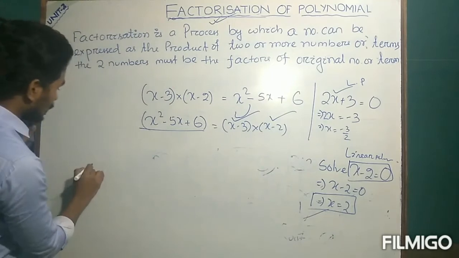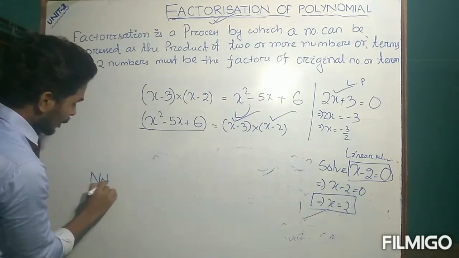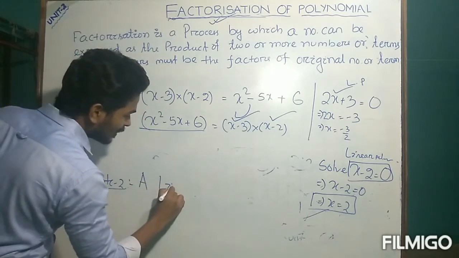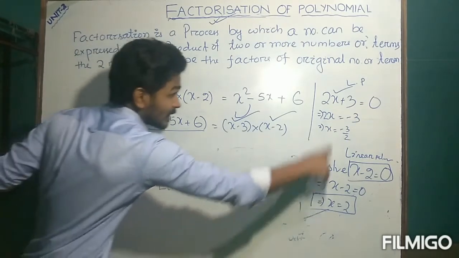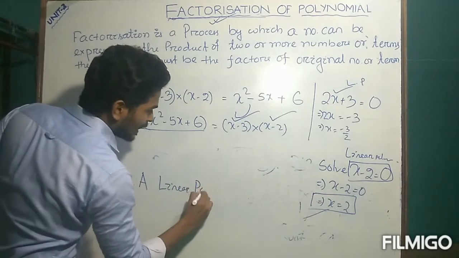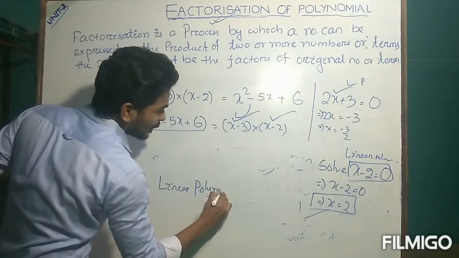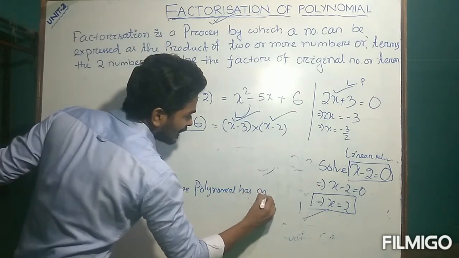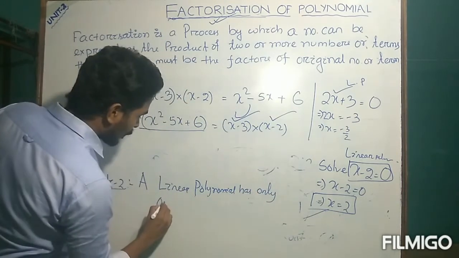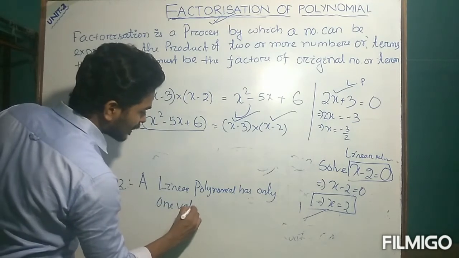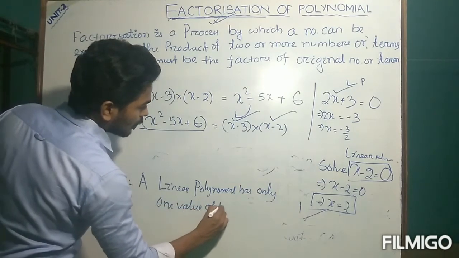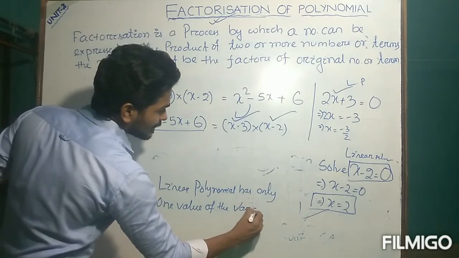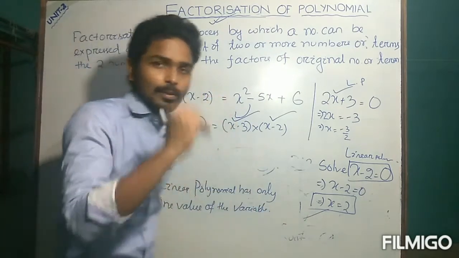So we can write it as Note 2. What is Note 2? A linear polynomial has only one value of the variable. Here the variable is x. So in the case of a linear polynomial you can get only one solution.